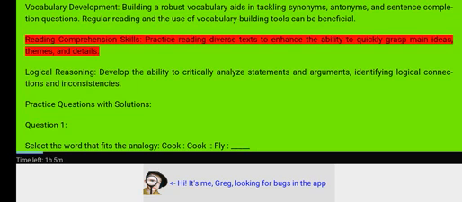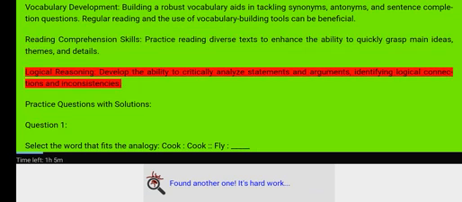Reading comprehension skills. Practice reading diverse texts to enhance the ability to quickly grasp main ideas, themes, and details. Logical reasoning. Develop the ability to critically analyze statements and arguments, identifying logical connections and inconsistencies.